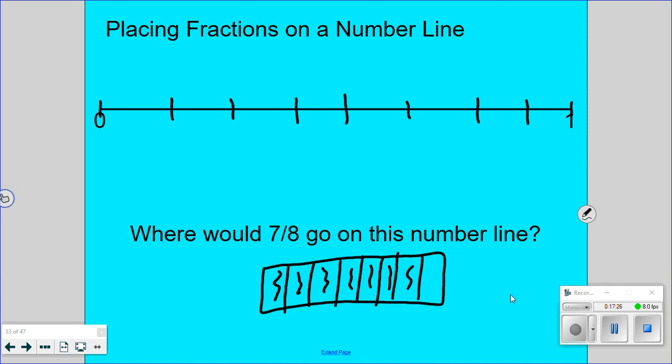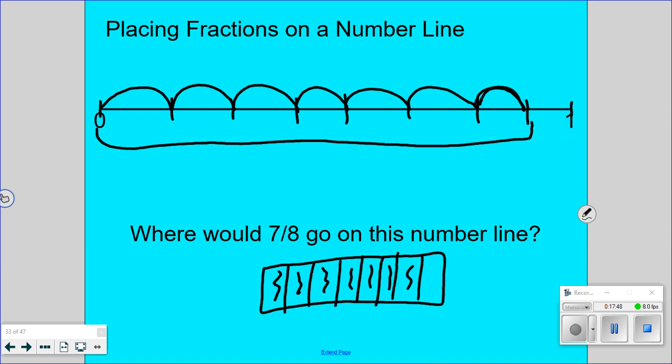Alright, Emma, how many hops do I need to go to get all the 8s that I need for 7 8s? You need to go 7 hops. Here's 1 8 plus another 8 plus another 8 plus another 8 plus another 8 plus another 8 plus another 8. So all of these put together are 7 8s. That whole distance from 0 all the way to our ending hop is worth 7 8s of the whole.